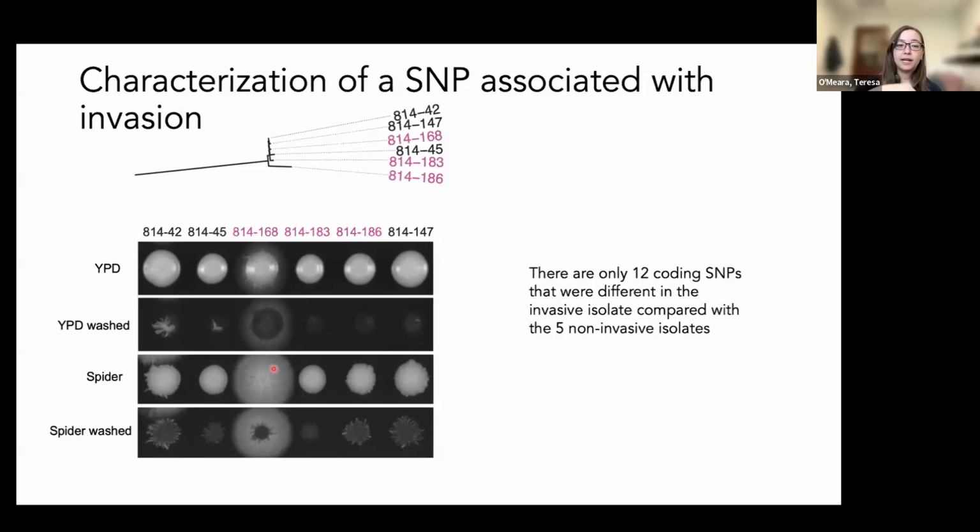And so rather than comparing this one isolate to all of the strains that are out there, by comparing it to a smaller set, we can sort of subtract away all of the variants that are not going to be informative. But 12 is still a lot of mutations to make. So how can we prioritize the next step and say which one to follow up on?